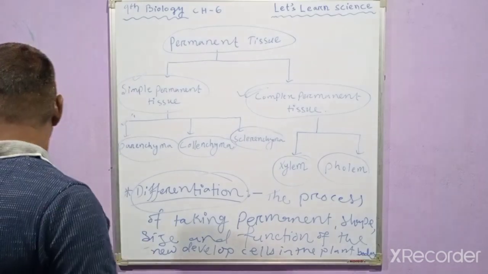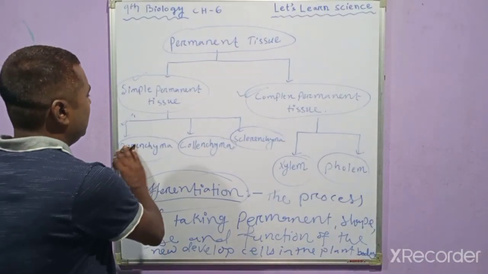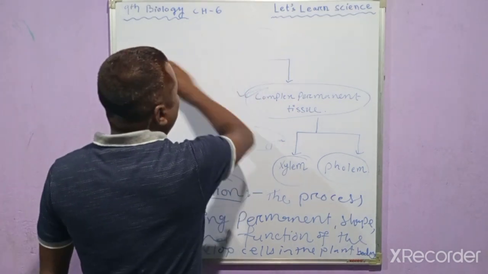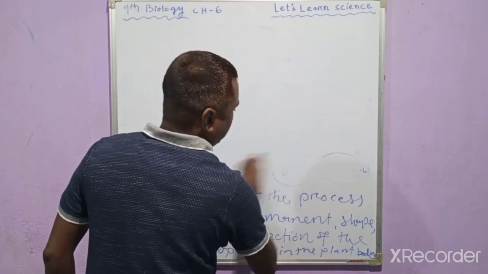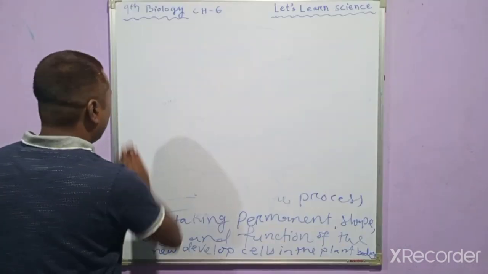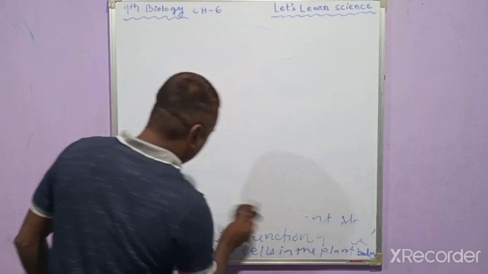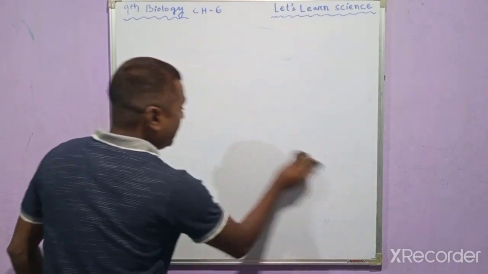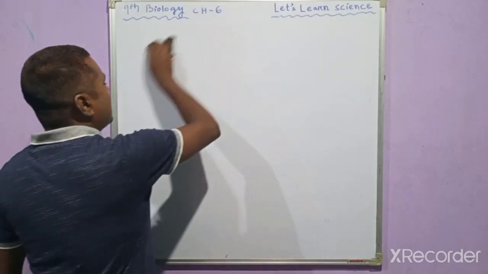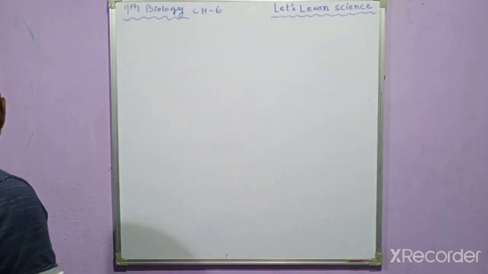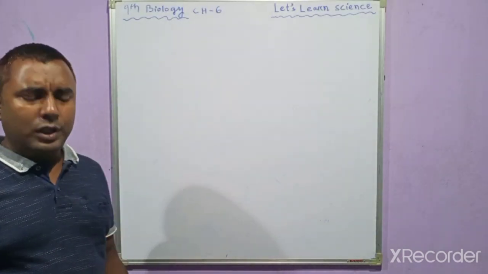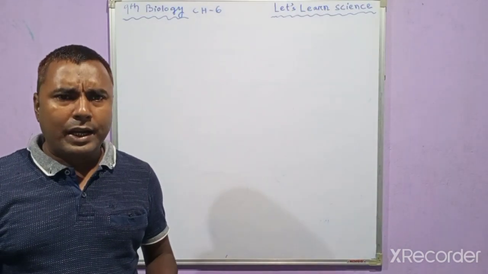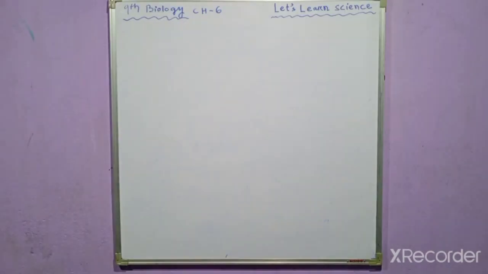Now we will learn the various functions of simple permanent tissue, that is parenchyma, collenchyma, and sclerenchyma. Okay, what will we study? We will study the function of various types of simple permanent tissue found in the plant body, that is parenchyma, collenchyma, and sclerenchyma. So let us proceed.